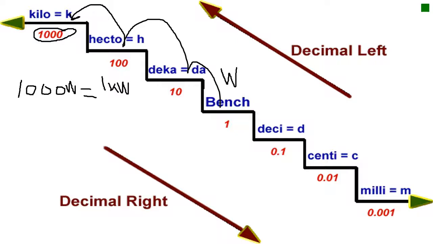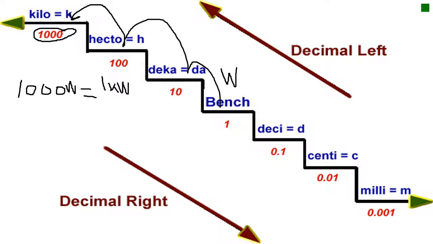Now, if you're going up the staircase, you are going to move the decimal to the left. If you go down the staircase, the decimal goes to the right. So that's how we do conversions. Let's do a couple of examples.